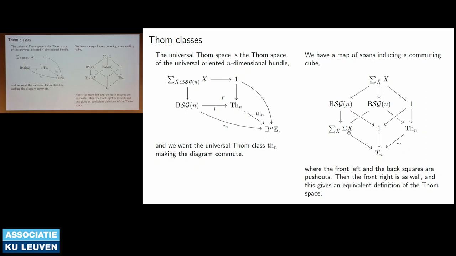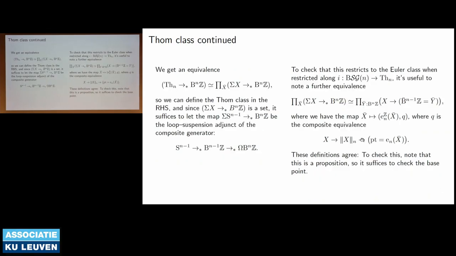Okay. And now if we define Tn to be the push-out of this span in front, then you get an induced map. So it induces a commuting cube, and that means that the front right square is a push-out, and since one of the legs of this span is an equivalence, then we get an equivalence down there. Okay, so this is also in Guillaume's thesis. And so here's how Guillaume defined the Thom class.